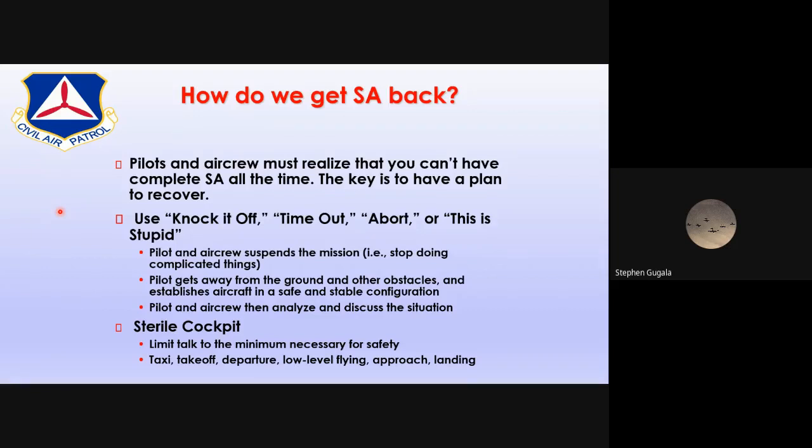Pilots and air crew must realize that you can't have complete situational awareness all the time. The key is to have a plan to recover when things start to fall apart. So if your tempo goes up and everybody's busy and really keyed up and moving, and you start to notice, hey, wait a minute, we're dropping below that 500-foot minimum altitude, or you're at a bank angle just to keep your eyes on this thing that is starting to approach 45 degrees. You as a crew member need to maintain your situational awareness.